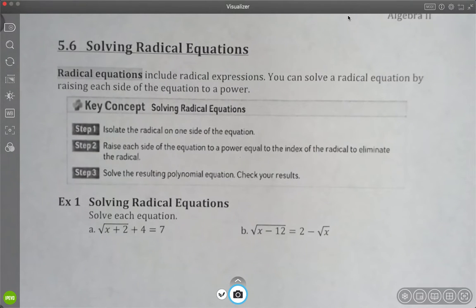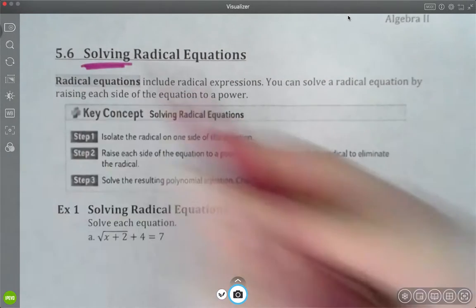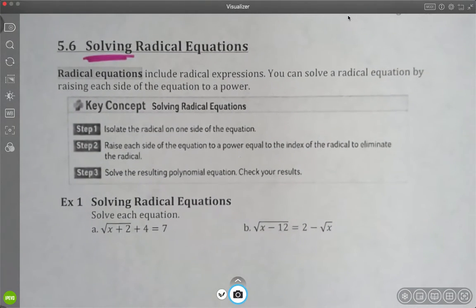Hi, 8th period. These are notes for section 5-6. I told them it's going to go kind of fast, I hope, because we've done some of this stuff before. So, we are solving, and the wonderful thing today is no graphs. No graphs today. We are just solving stuff. Okay? So, solving radical equations.